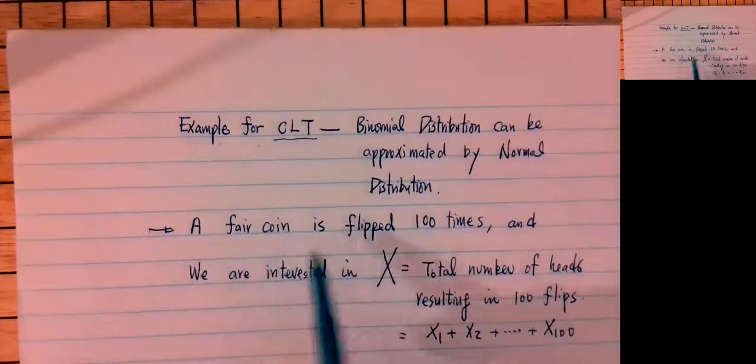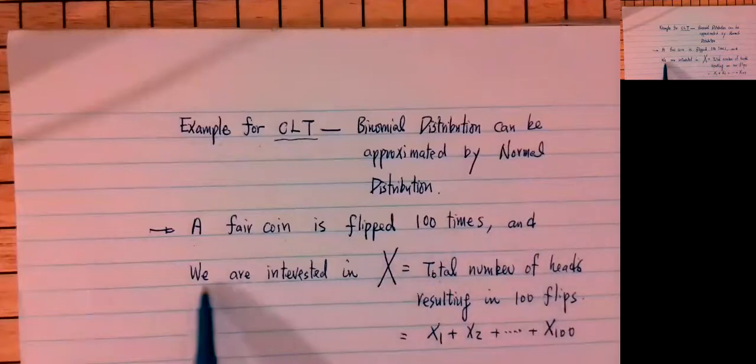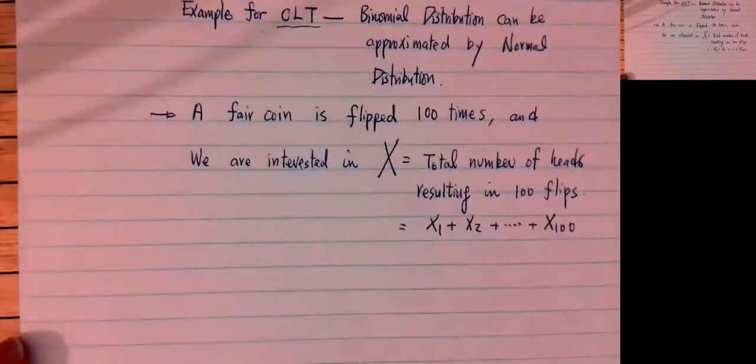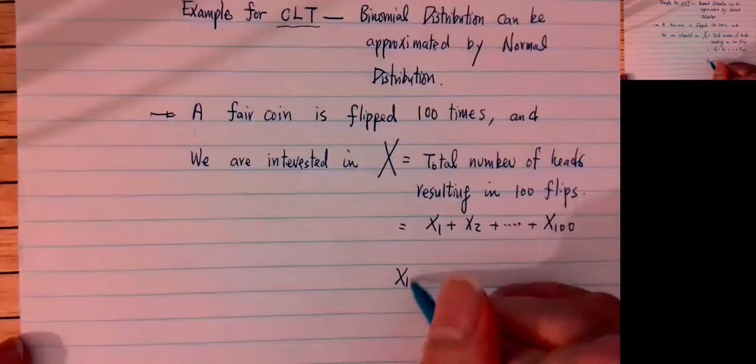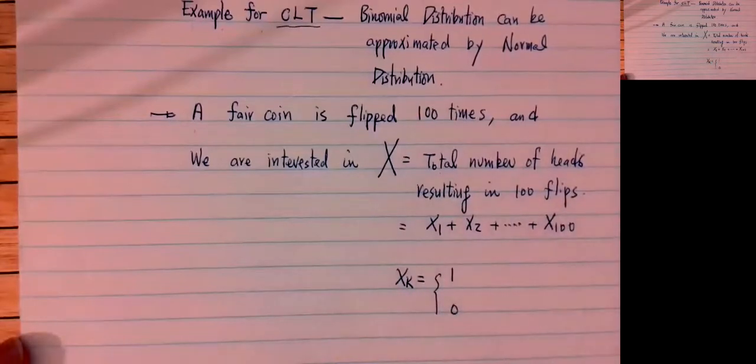A fair coin is flipped 100 times, and we are interested in X. X is the total number of heads resulting in 100 flips. It's X1 plus X2 plus all the way up to what? X100. For example, what's my Xk? Xk is 1 or 0.